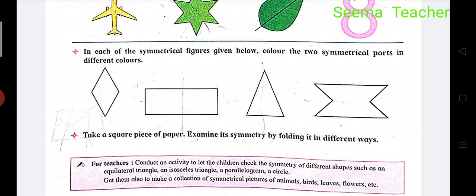Take a square piece of paper. I told you in the start that you have to draw the triangle and cut it if you want to see, so you can understand it. And again you draw the picture of a square. Examine its symmetry by folding it in different ways. So if you draw the square shapes, you will get many symmetries. So you have to draw that dotted line. So there are many symmetries in square shapes. So you have to do this.